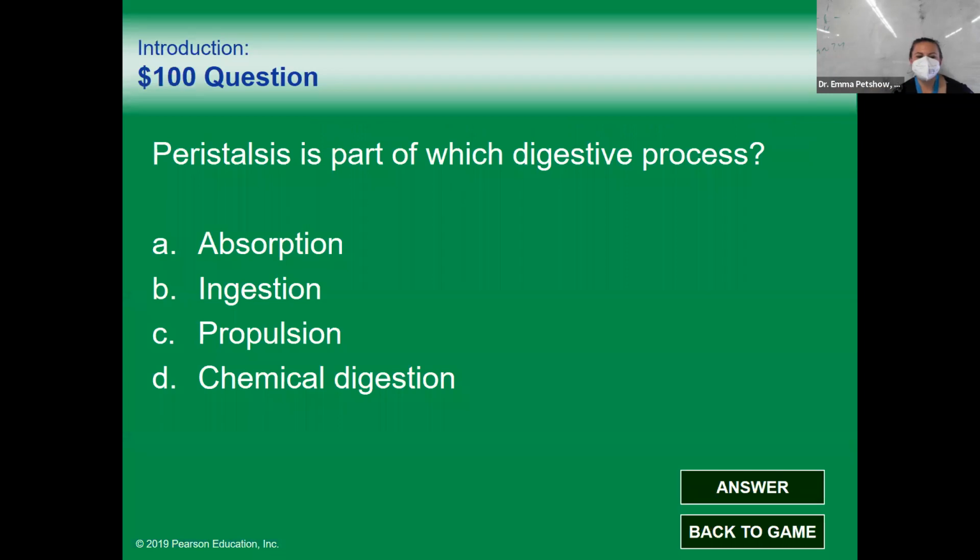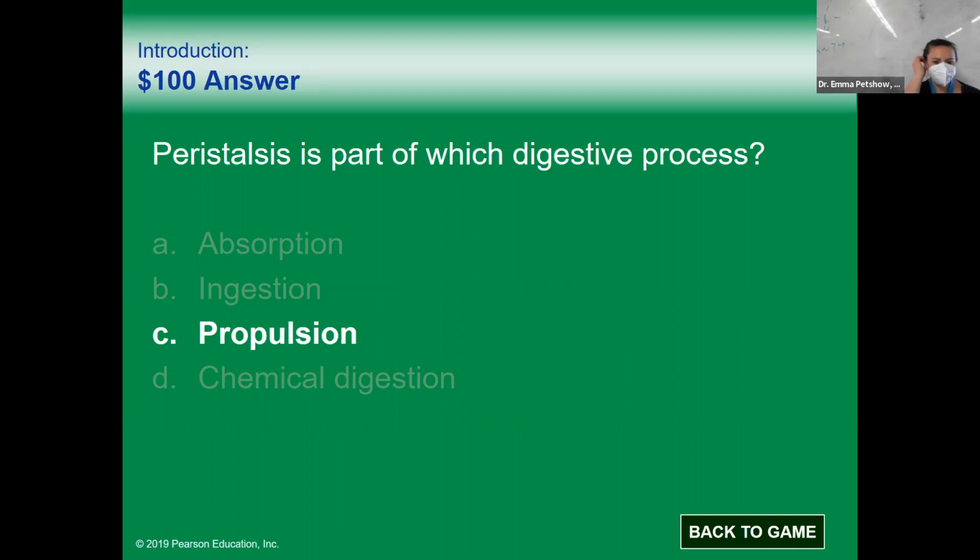All right. Peristalsis is part of what digestive process? Absorption, ingestion, propulsion, chemical digestion. Awesome. I'm seeing a couple different answers. Good, you said propulsion, you're correct. So peristalsis is propulsion, moving things along the digestive tract. Does it help with absorption? Yes. Does it help with ingestion? Yes. Does it help with chemical digestion? Yes, but itself is defined as propulsion.